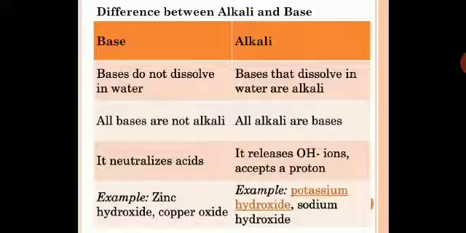Extremely important for your basic understanding of base and alkali. I hope you are making some points in your notebook, children, for you to keep a record of what you have learned in these video sessions. And some points will be repeated which you have already done in your notes. Or if you have not written, kindly take it down. It should be there in your notebook.